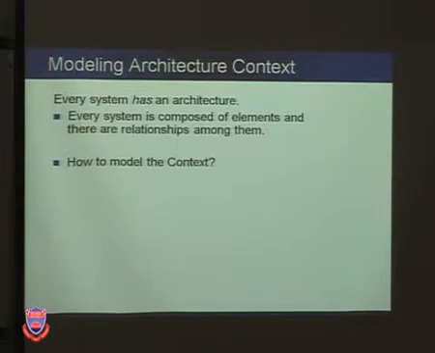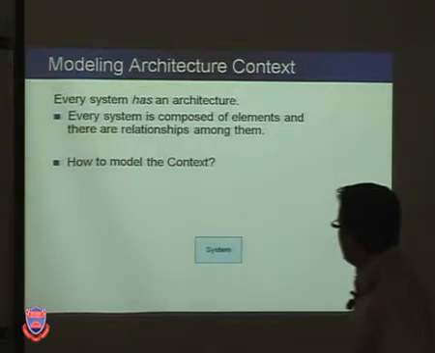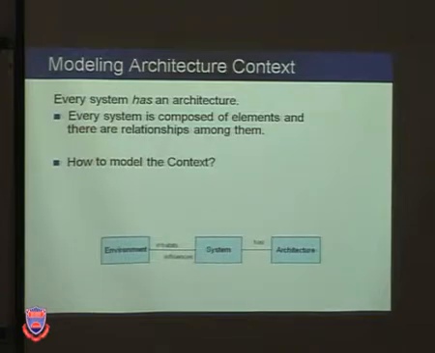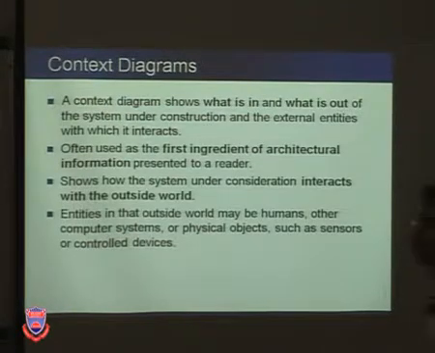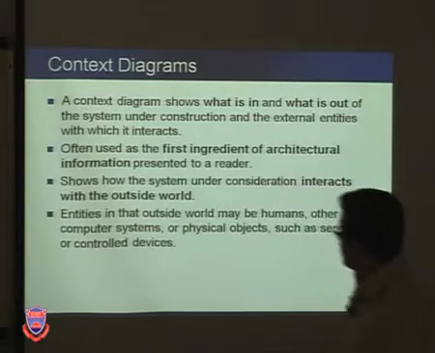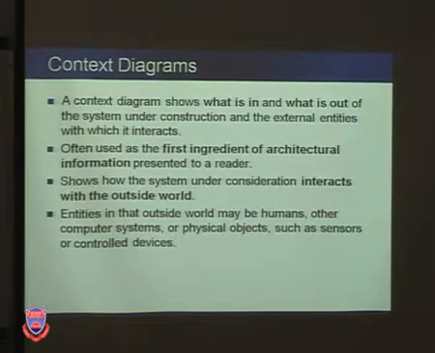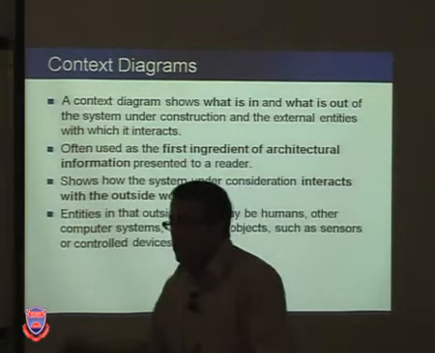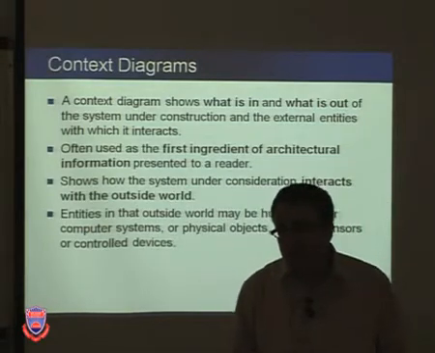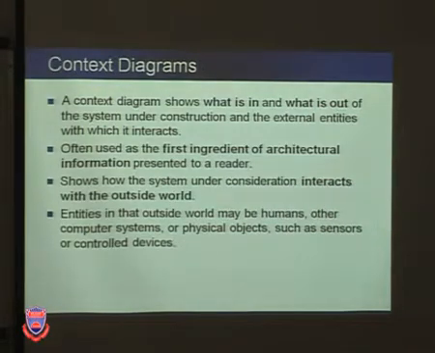How to model the context? The context is the environment which it inhabits. So how to model the relation between the architecture and the environment? That is important because before you start the architecture, the system, you have to know where it is located. Also, if you are dealing with very large systems, typically your system will interact with other components, and you have to visualize this. So a context diagram is a good means for that.